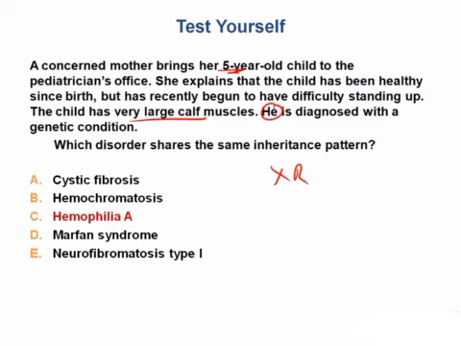So I know it's not something we covered in depth in this section, but hopefully you've seen this before, and it is mentioned in our list of X-linked recessive disorders. You can also use process of elimination for a question like this. So what are the modes of inheritance for these other diseases? Well, cystic fibrosis and hemochromatosis are both autosomal recessive, whereas Marfan syndrome and neurofibromatosis are both autosomal dominant.